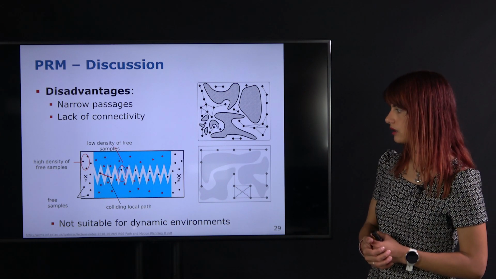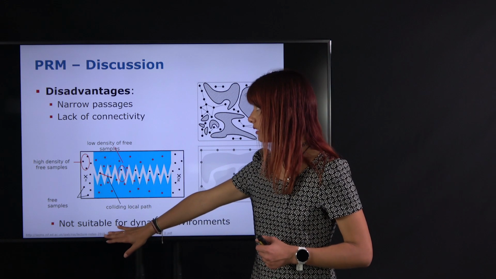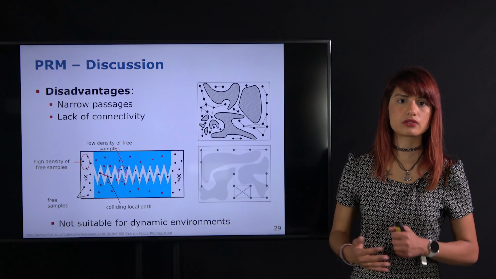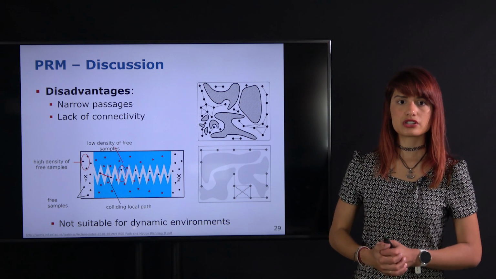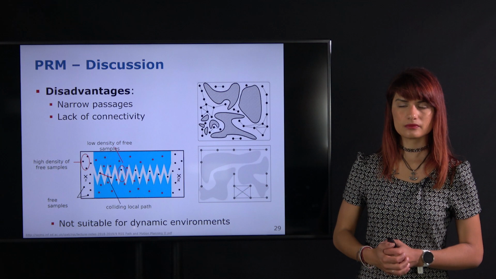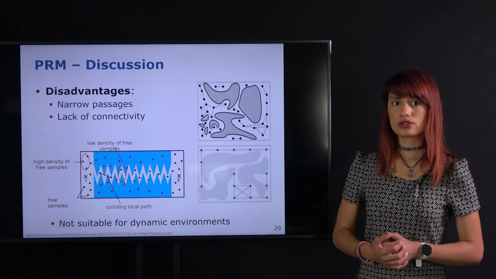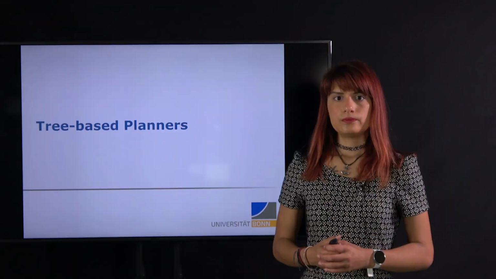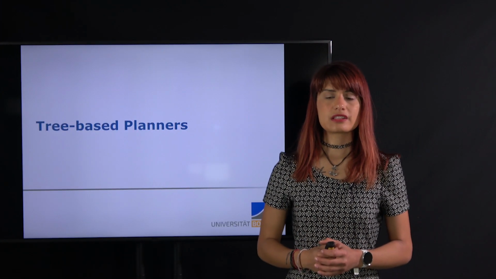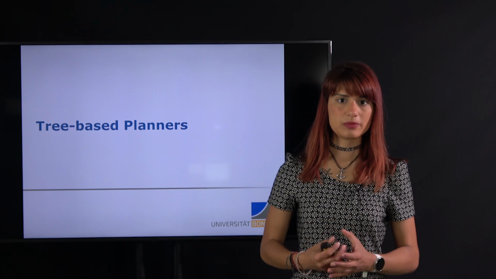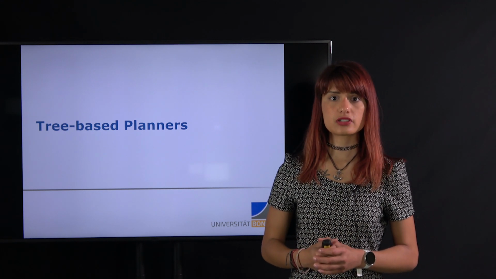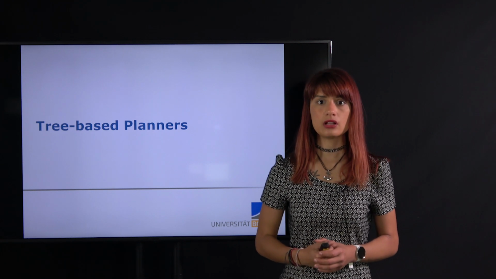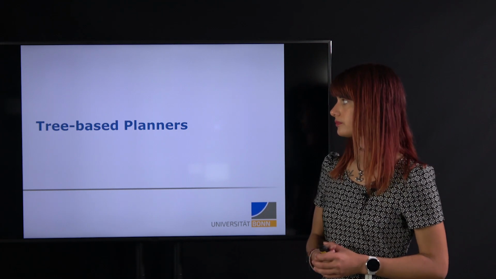And finally, of course, our probabilistic roadmap is not suitable for dynamic environments or frequent replanning if there are changes occurring. So in the next part, we look at tree-based planners which address exactly this issue. To address these issues, in the next part of the lecture, we look at tree-based planners, which are efficient single-query planners in very complex or high-dimensional problem spaces.